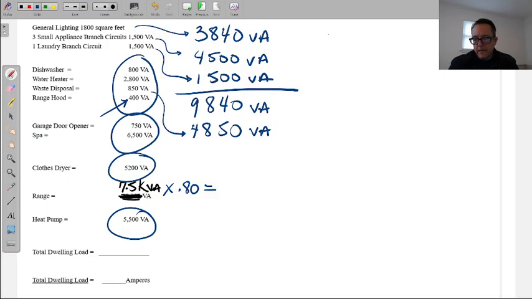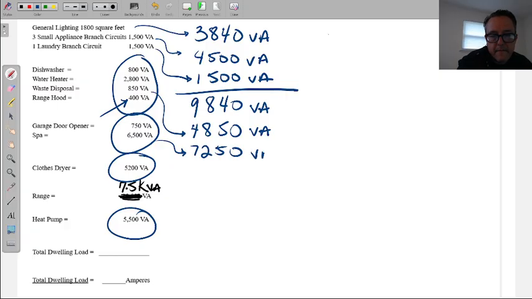All right, we can add the garage and the spa as well. 750 plus the 6,500. Now we have a total. I'm going to get rid of that just because I'm going to use the space of 7,250 VA. You can do the math here. 7,500 times 0.8, and that should be 6,000.